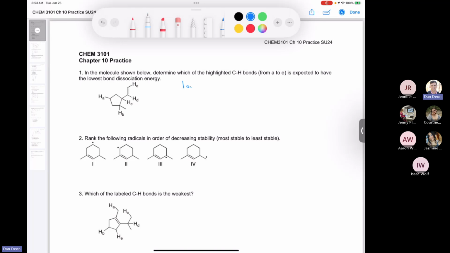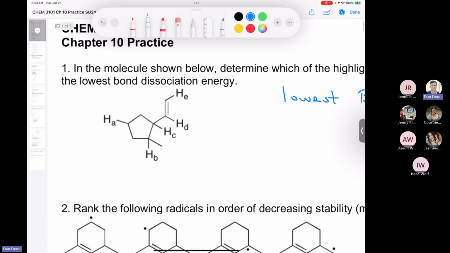So lowest bond dissociation energy is going to mean weakest bond. And so the conclusion that we can draw from that is when we break that carbon-hydrogen bond, we're going to form the most stable radical, okay? So it can't be E or D. We know that because that would produce a vinylic radical. So that's a huge no-no. So then it's between A, B, and C.